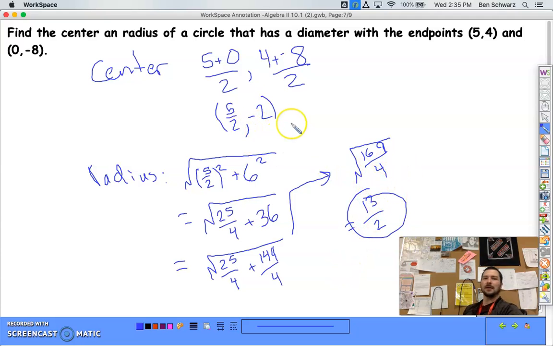So that's finding the center with the midpoint formula, and the radius, which is the distance from your center to one of those endpoints. Okay, use the distance formula there.